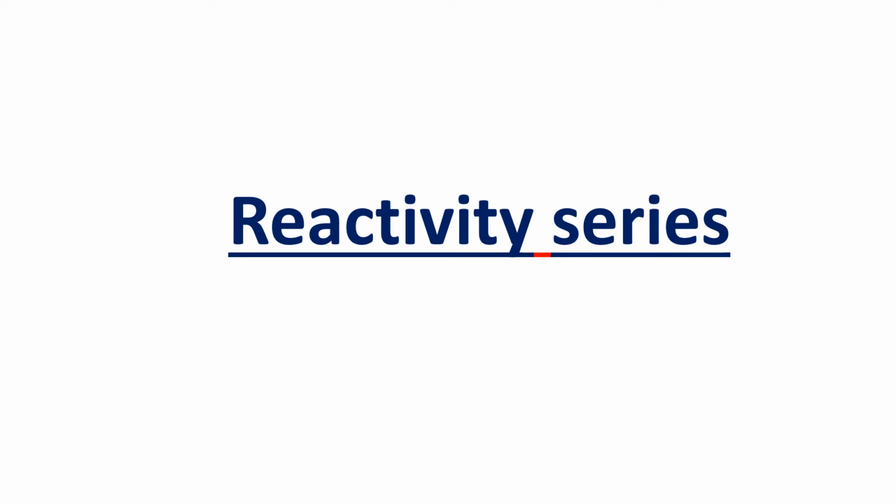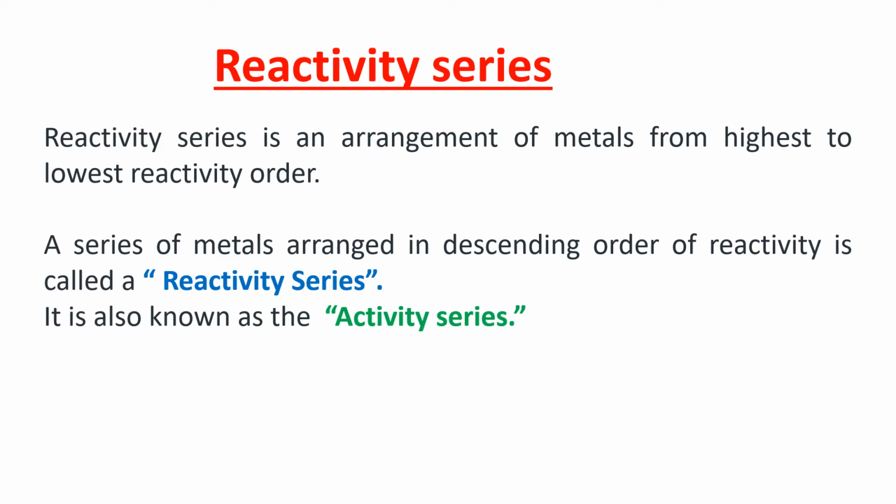Today I am going to explain about reactivity series. What is reactivity series? Reactivity series is an arrangement of metals. The systematic arrangement, from highest to lowest reactivity. So a series of metals arranged in decreasing order of reactivity. So most reactive metals you have to place at the top of the series and low reactivity metals at the bottom of the series.